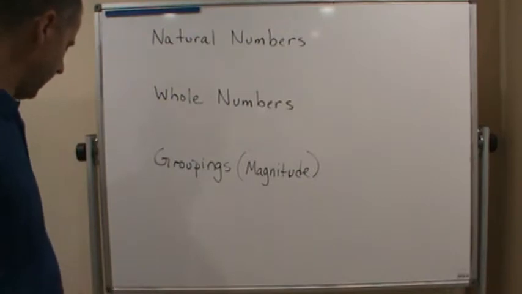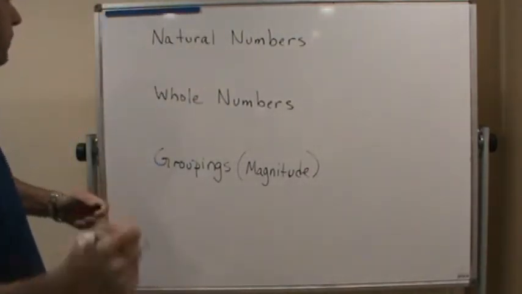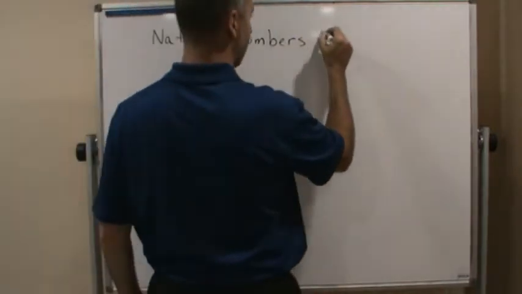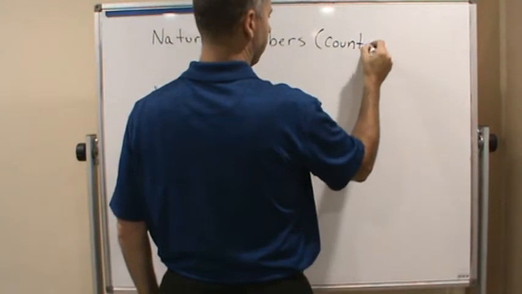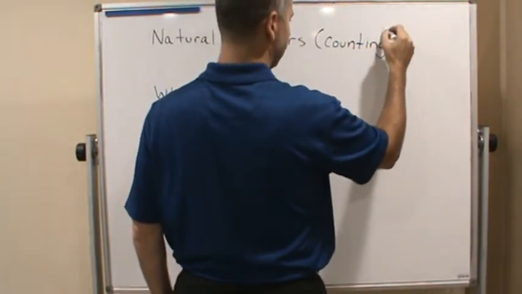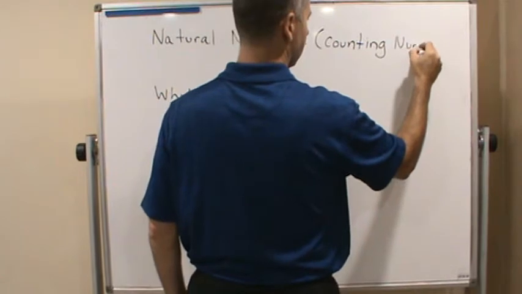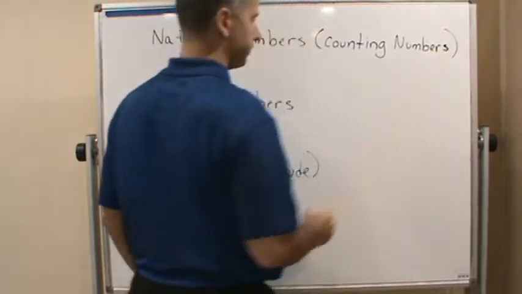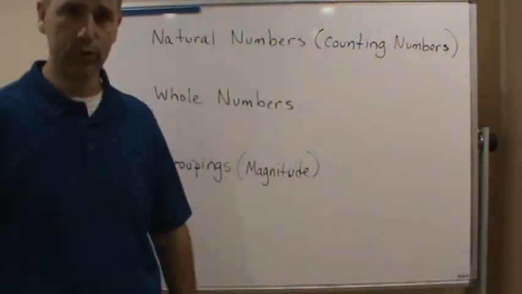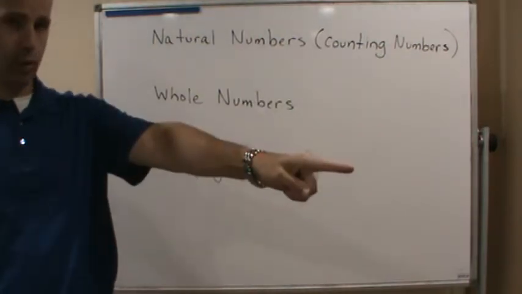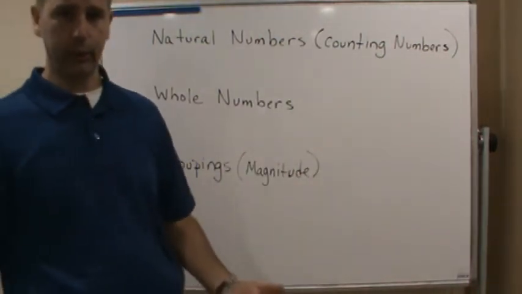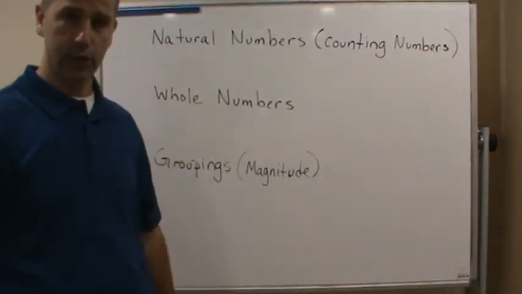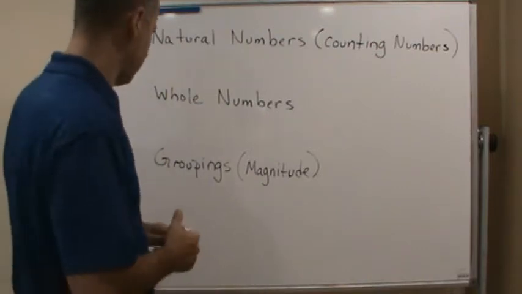So the first two, again, introducing just some concepts. Natural numbers, or what we call counting numbers, right? The numbers that we use to count things. And how do we count? We count by starting with 1, right? We don't start with 0. We don't go 0, 1, 2. We say 1, 2, 3. So the natural numbers are also called the counting numbers, and we start with 1 and then go up from there.